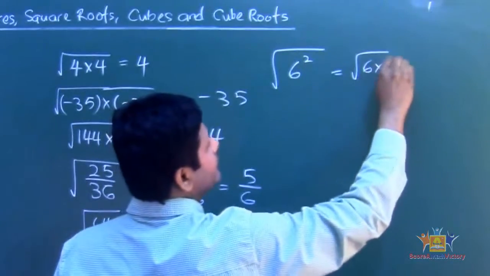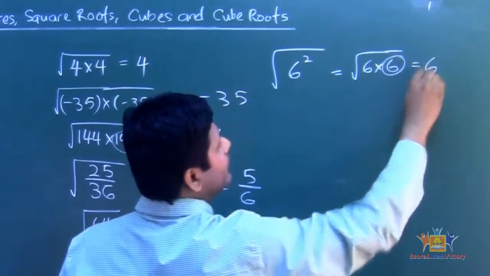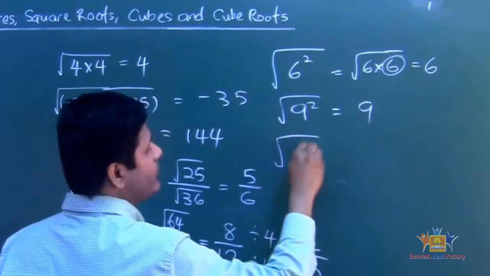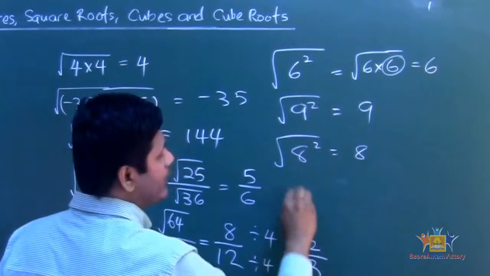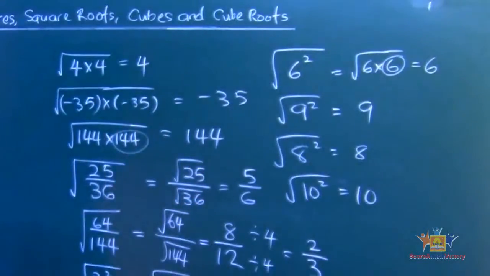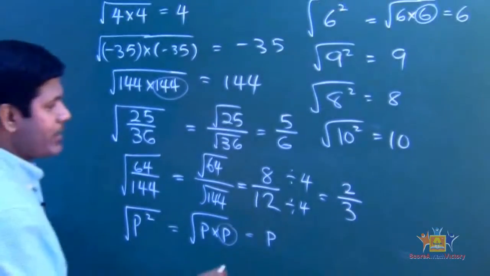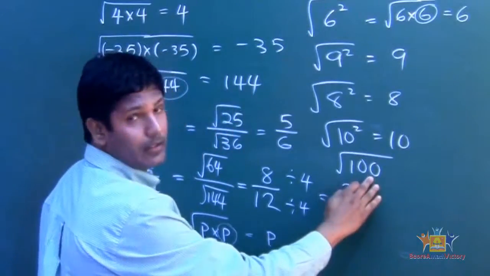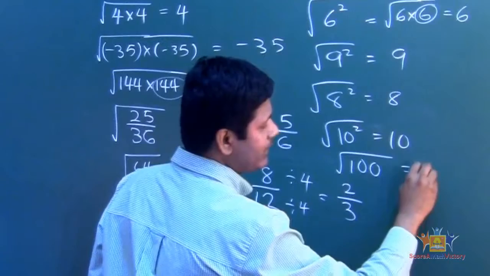6 times 6. You only need 1 of them, 6. So now if I give you 9 squared, you know it's 9. If I give you 8 squared, it's 8. If I give you 10 squared, it's 10. See that? So keep in mind, if I have 100, it's what? 10 times 10.